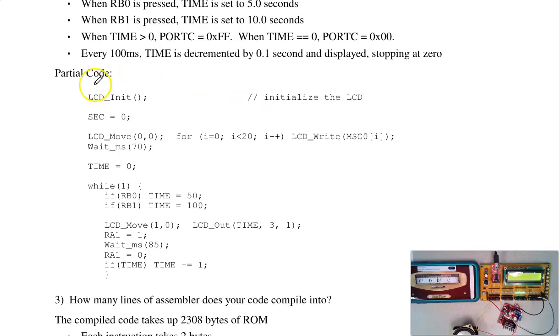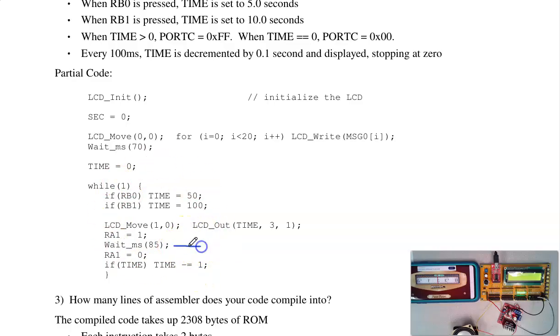So here's what the code looks like. I'm going to turn on the LCD display, send a message to it. I will then check the buttons. If I hit RB0, set the time to 50, otherwise to 100. This is 50 counts, 100 counts. 1 count is 100 milliseconds. I will then display the time, decrement the time, and repeat.